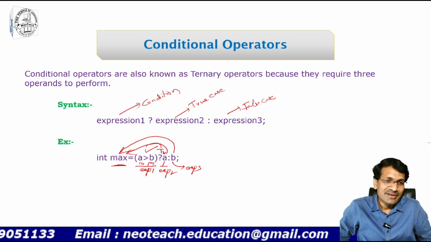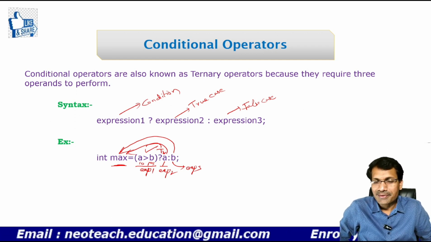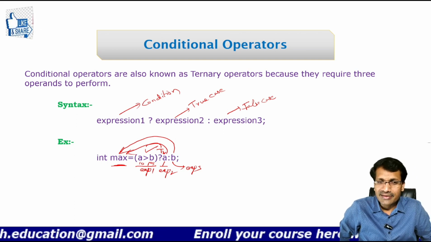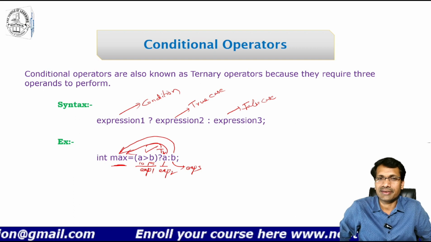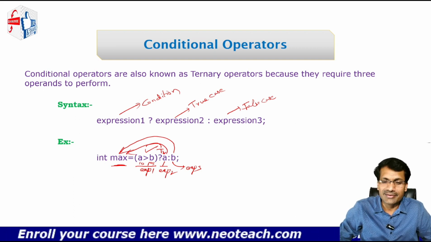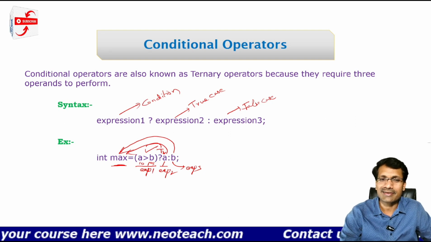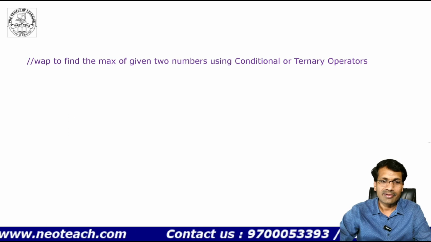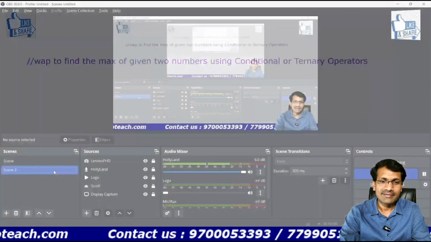Okay, in the conditional operator, expression 1 always holds the condition. If the condition is satisfied, meaning the condition is true, then expression 2 is going to execute. If the condition is false, then expression 3 is going to execute. So this is called the conditional operator. For this also we will give one example. We will discuss one program.